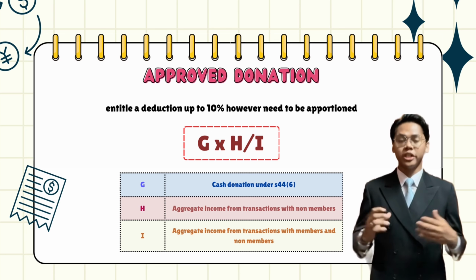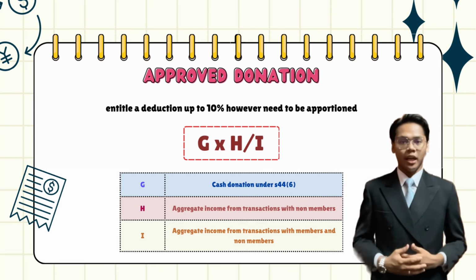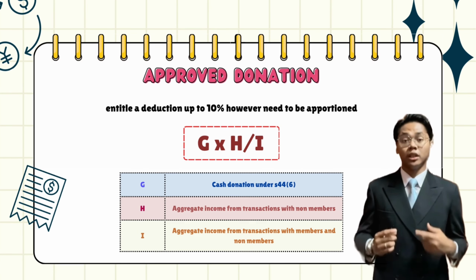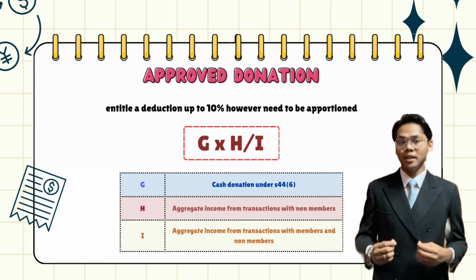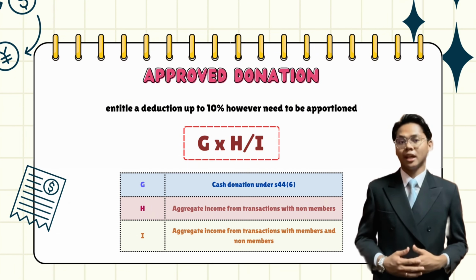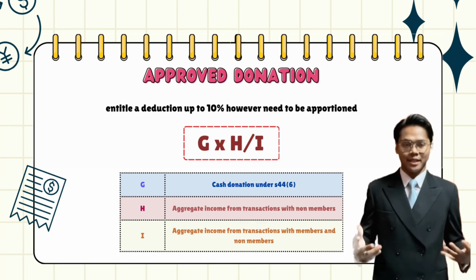The formula is G times H divided by I. The G is cash donation under section 44(6), times H, aggregate income from taxation with non-members, divided by I, that is aggregate income from taxation with members and non-members.